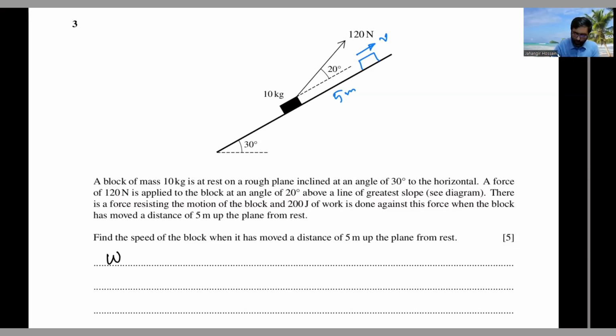Work by external force is 120 cos 20. Since we know it moves 5 meters along the slope, the component of the applied force along the slope is 120 cos 20 times the distance. Okay, that's 600 cos 20 joule. That is work done by the external force.